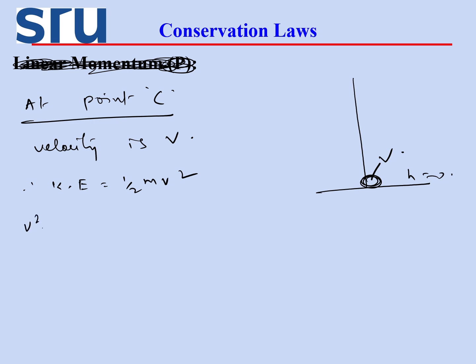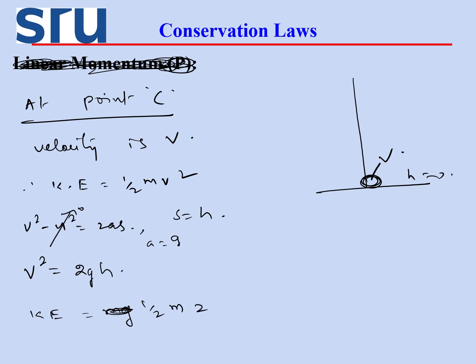We use the formula v square minus u square equals 2as. Okay, so it traveled a distance h. Initial velocity is 0. v square equals 2, a is nothing but g, so 2gh. Now therefore K equals half mv square, and v square is 2gh. The 2 gets cancelled. K equals mgh.